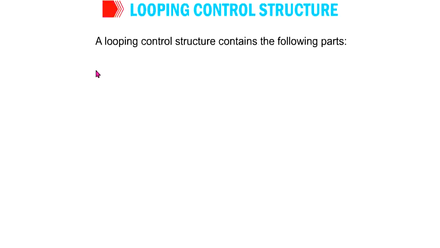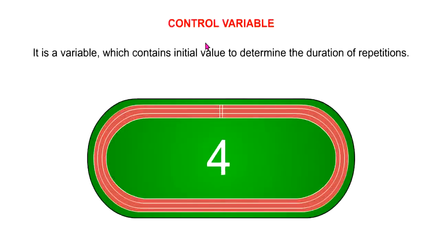A looping control structure contains the following parts. The first one is the control variable. It is a variable which contains the initial value to determine the duration of repetition. Example, in the last example, C is equal to 1. You initialize a value and determine the duration of repetition. How many times? 10 times. Up to that you have to run.